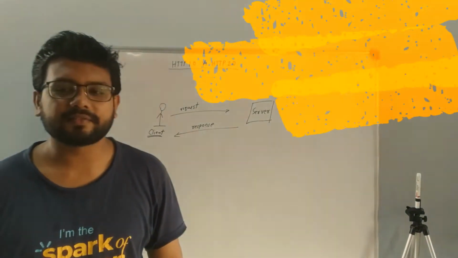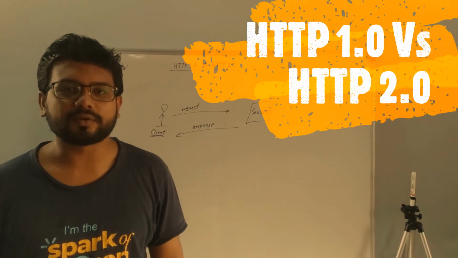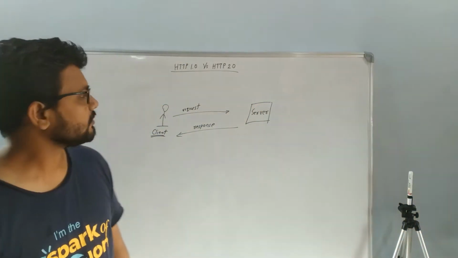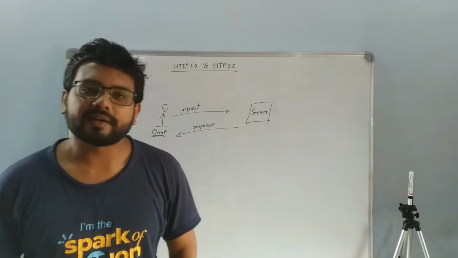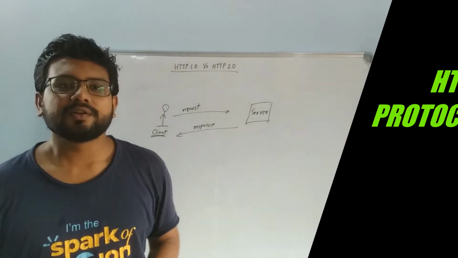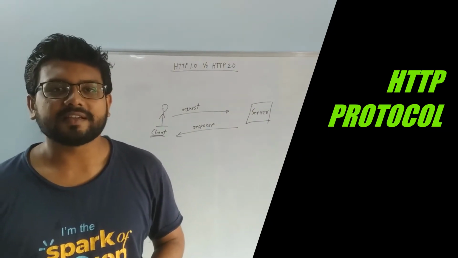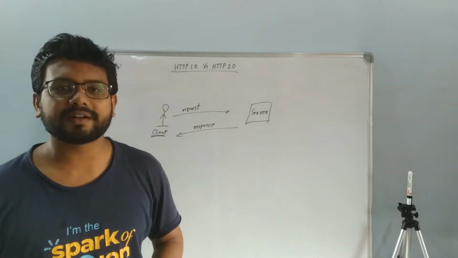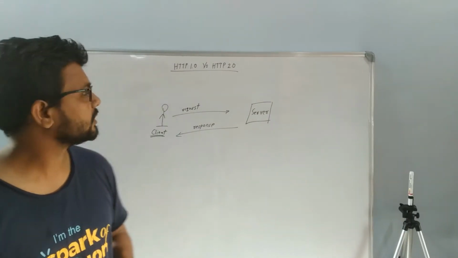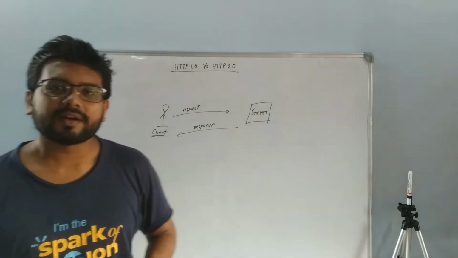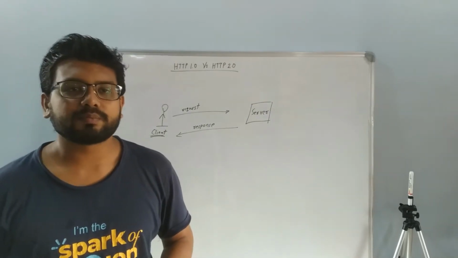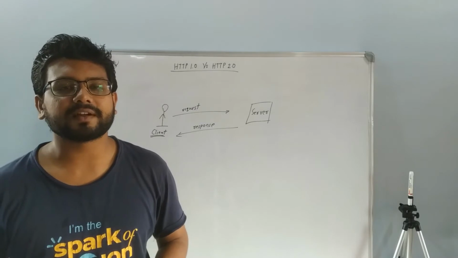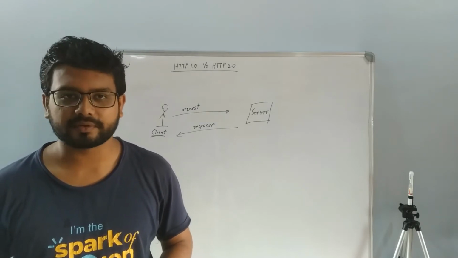Today we will see the difference between HTTP 1.0 and HTTP 2.0. The foundation of data communication between two machines on the internet is the HTTP protocol. HTTP stands for Hypertext Transfer Protocol. So far we have been hearing about the HTTP protocol, but we have never heard about the versions of HTTP.